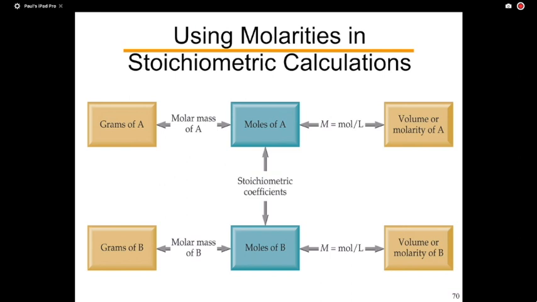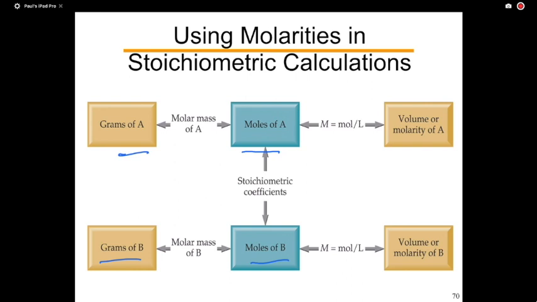You can have grams of A to moles of A, moles of A to moles of B, moles of B to grams of B. This is the same calculation, the same 3 multiplication steps for a limiting reagent. Grams of something to moles of something, molar ratio to grams of that. You're just relating two things and you're trying to decide exactly how much you need.